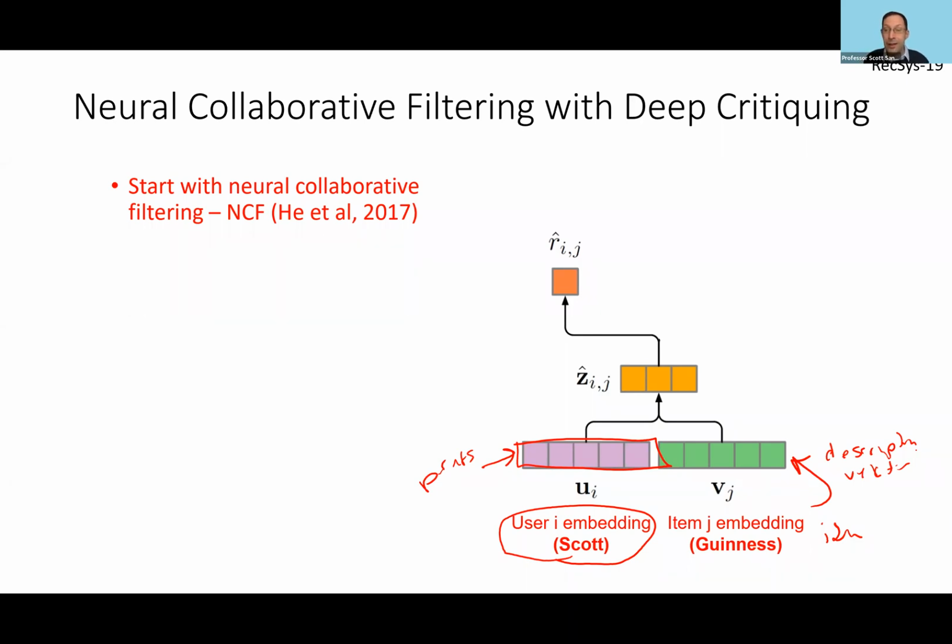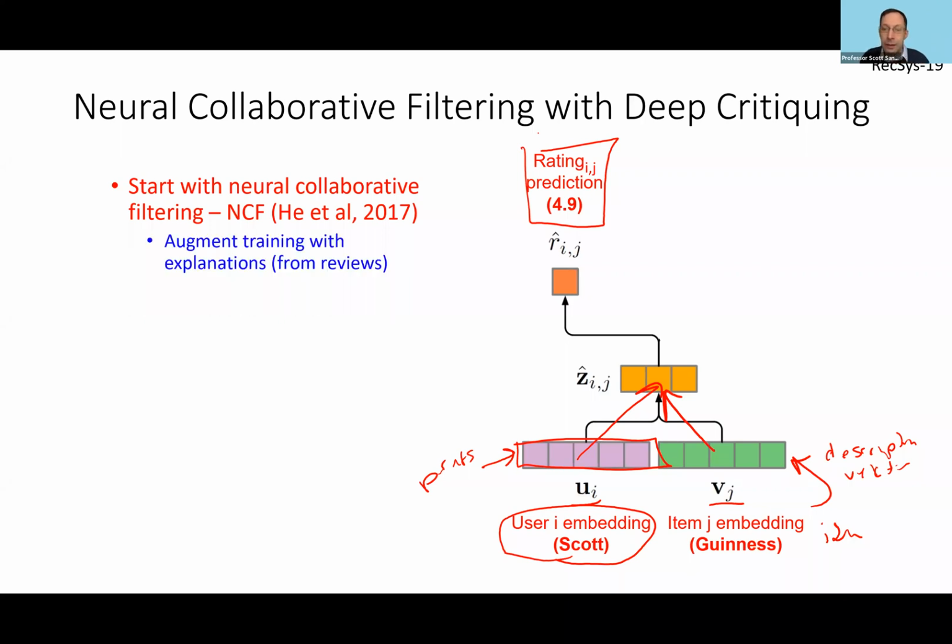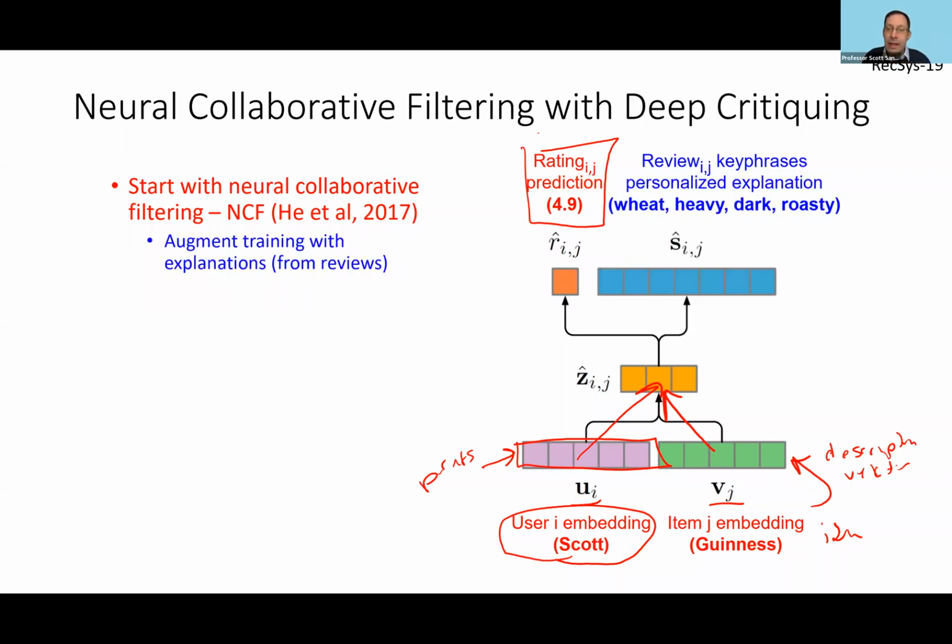Great. Now the question is, how do I combine these two vectors and say, given my preferences, would I like it? Now, I see some names from my courses. If you've been through my recommendation course, you actually have built these sort of systems. In fact, the first thing you can do is take a dot product of u_i and v_j, right? And that actually works incredibly well. However I combine those two vectors of user preferences and item description, I can get out a rating prediction, right? So here, Scott, we think you like Guinness, right? And then here's why: it's a heavy, dark, roasty beer.